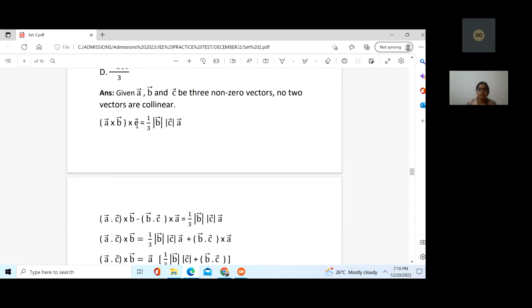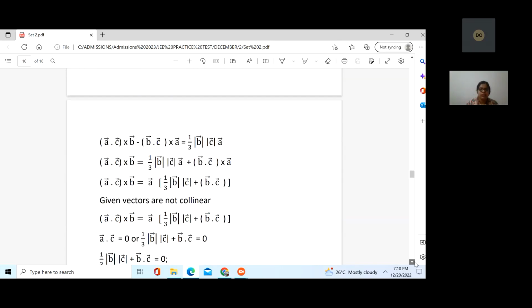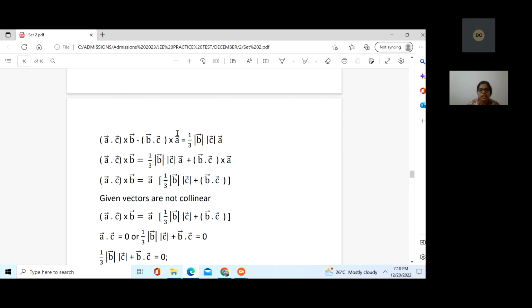A cross B cross C, you can write this as (A dot C) cross B, the basic formula, minus (B dot C) cross A, which is equal to 1 by 3 mod of vector B, vector C, vector A. So once you check this, you can see that there is a vector A here and a vector A here. You can rearrange these terms in such a way that you will be able to take vector A outside. So here it will be vector A dot vector C cross vector B equal to, this term will remain as it is. From this you can take vector A common, and from this term also vector A will be common.